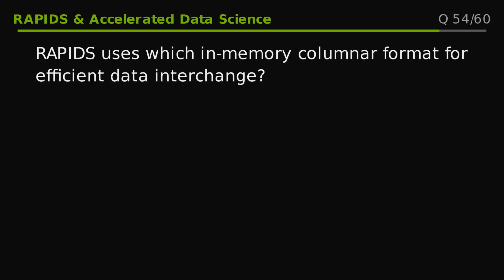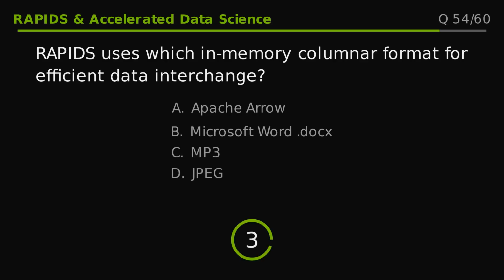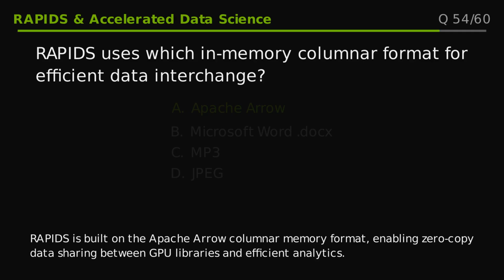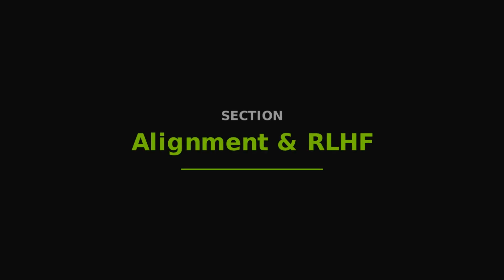Question 54. NVIDIA RAPIDS uses which in-memory columnar format for efficient data interchange? Option A. Apache Arrow. Option B. Microsoft Word docs. Option D. Lumia. The correct answer is A. RAPIDS is built on the Apache Arrow columnar memory format, enabling zero-copy data sharing between GPU libraries and efficient analytics. Next section. Alignment and RLHF.